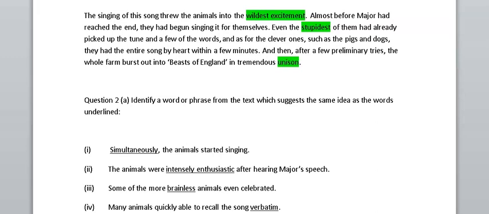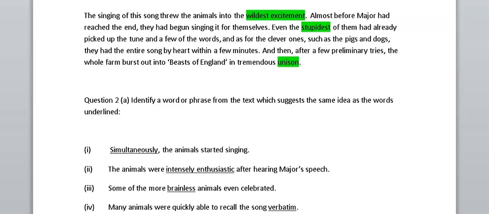Many animals quickly able to recall. Gosh, my grammar. I say my grammar, my inability to proofread my work. I do apologise. It is quite late. I say that every single time. Many animals were quickly able to recall the song verbatim. Now, of course, this is just the nature of the newer questions. Cambridge really are wanting students to show that they have a good understanding of vocabulary. And some of the words that they choose to use are quite challenging.